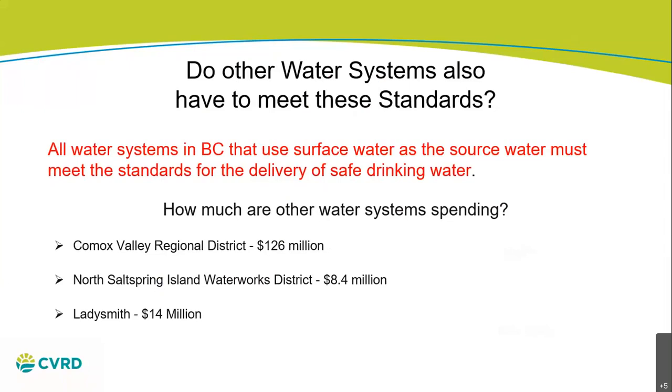Everywhere, certainly Saltair included, it's very expensive. There's a large capital and operating investment required of all surface water providers. We have a couple examples here. Comox Valley Regional District, $126 million. North Salt Spring Island Waterworks District, that's an improvement district, $8.4 million. And Ladysmith just next door at $14 million. And so you can see that there are large investments needed of all communities to meet the standard.